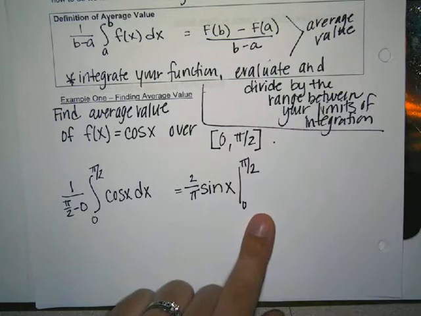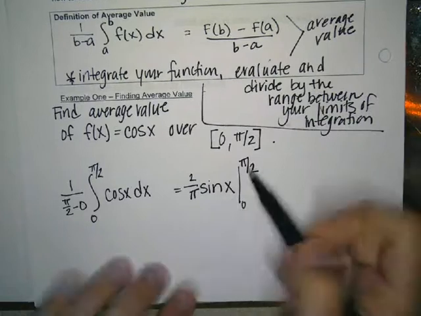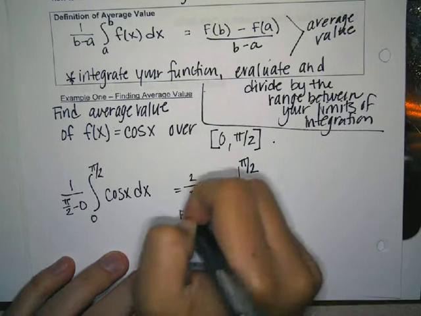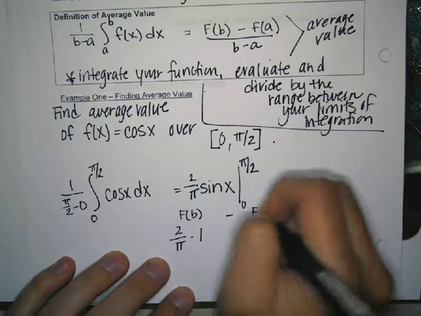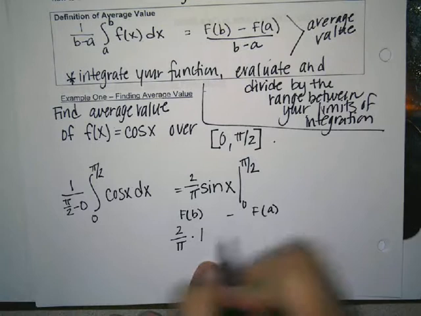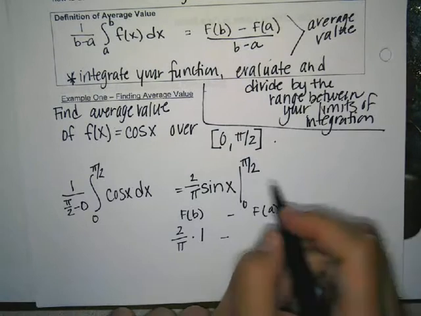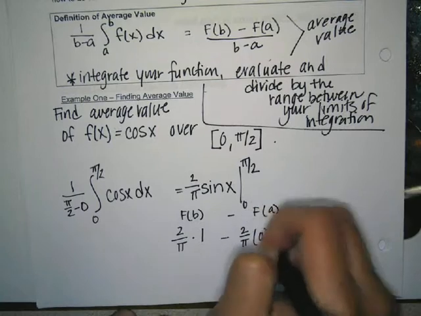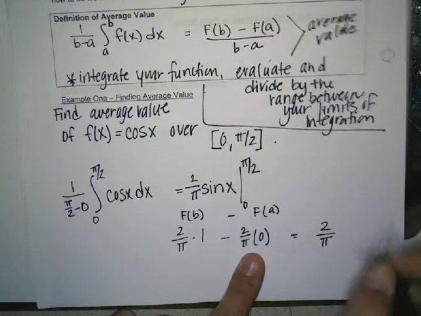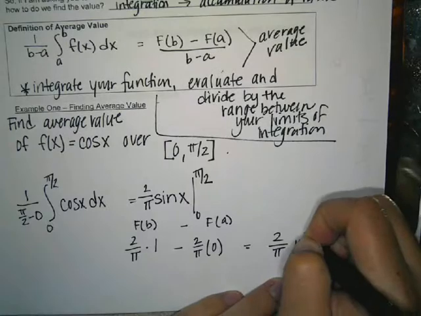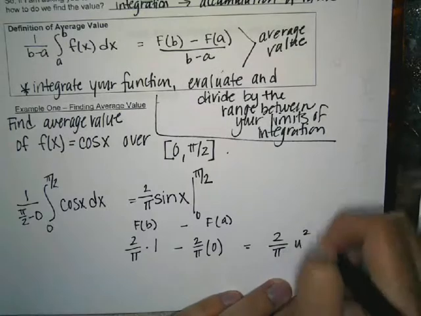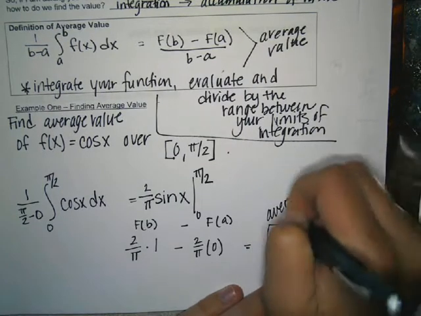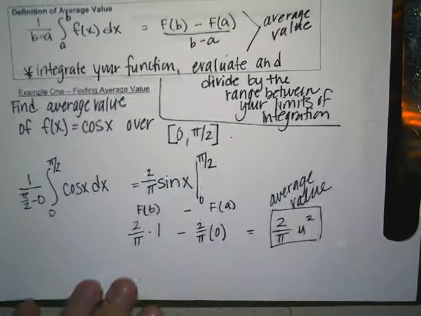So, when I plug in pi over 2, I end up getting 1. So you get 2 over pi times 1. That's f of b minus f of a, minus, when I plug in 0, sine of 0 is 0. So you end up getting 2 over pi units squared. So that's the average value that you're accumulating over that time frame.